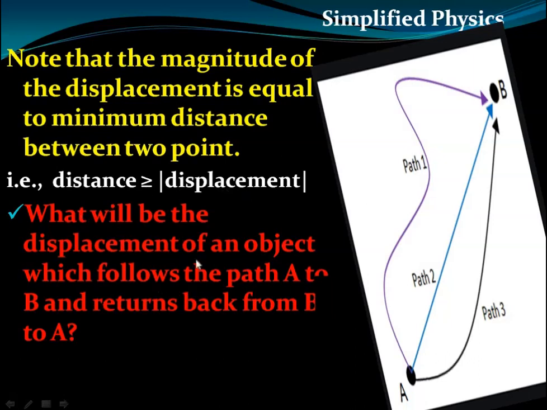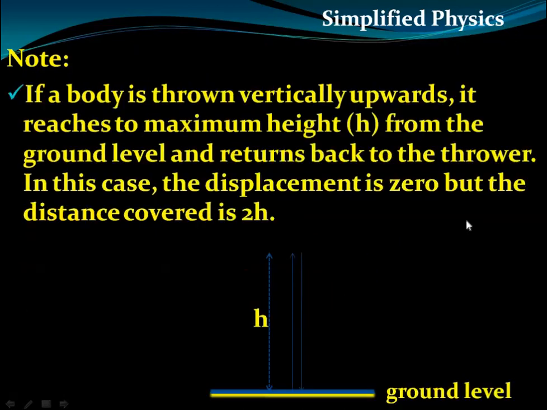And what will be the displacement of an object which follows the path A to B and returns back from B to A? A person has traveled from A to B and returned back from B to A. Displacement, initial position A, final position also A, that means displacement is 0. What about the distance covered by the object? If distance between A, B is x meter, distance traveled by the object is 2x meter.